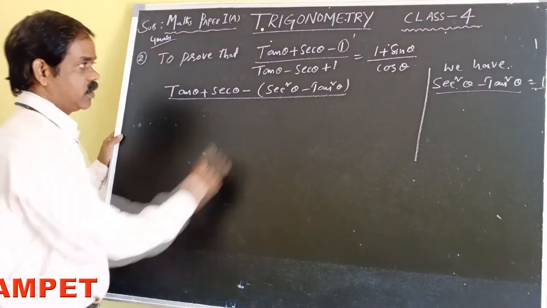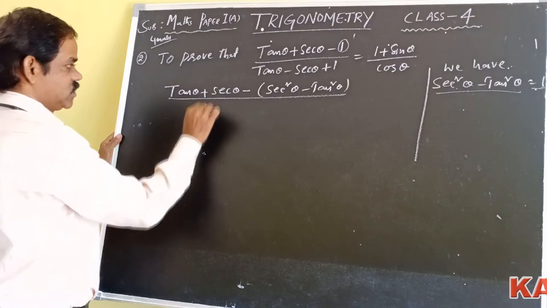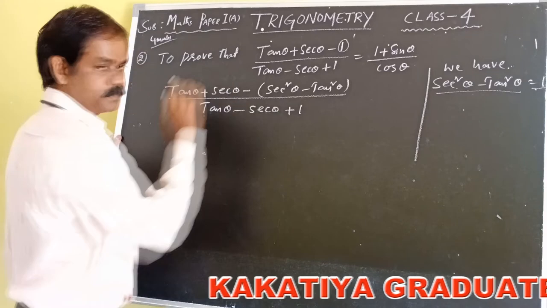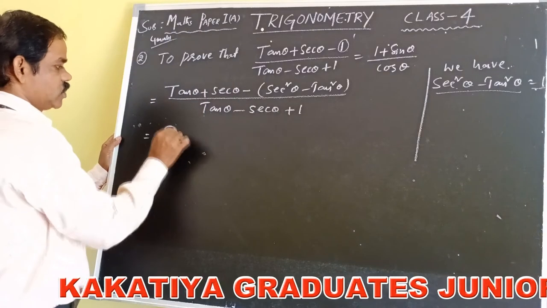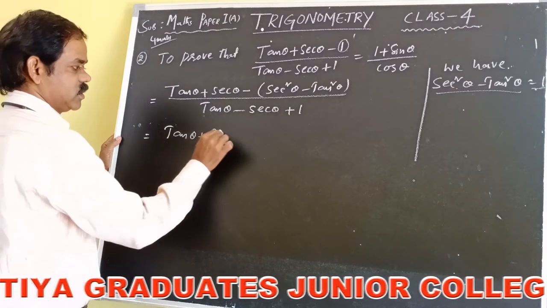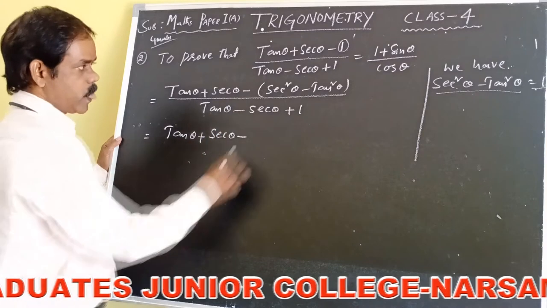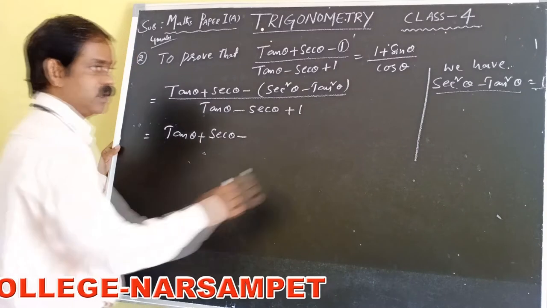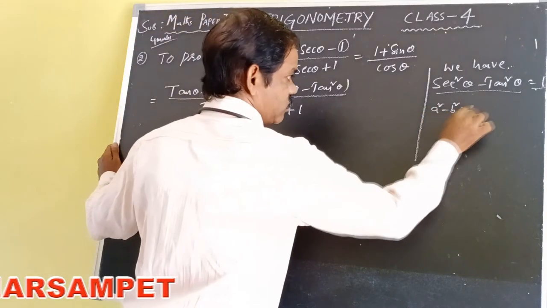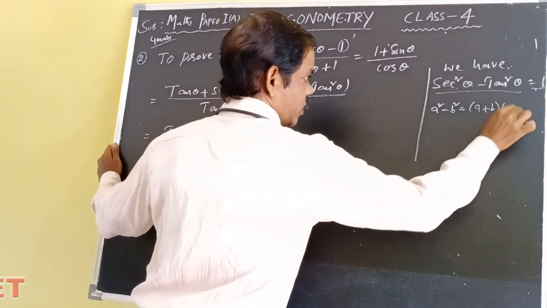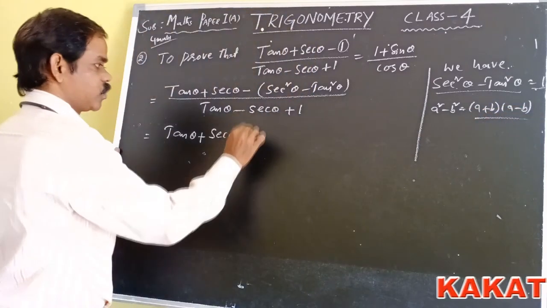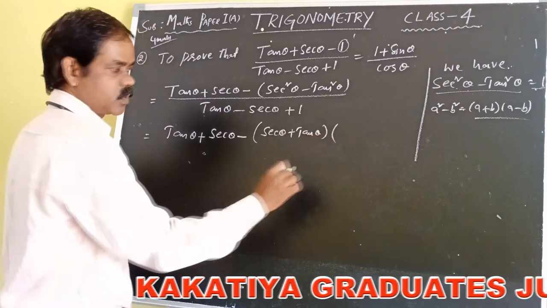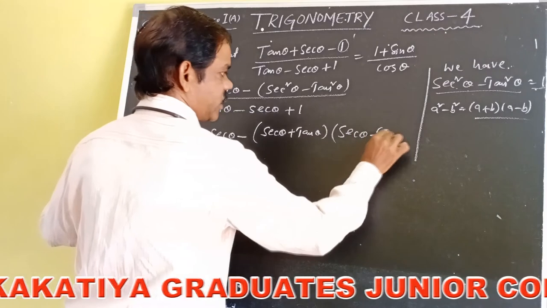Secant square theta minus tan square theta, whole by the denominator. Don't change the denominator part, write down as it is. So therefore, tan theta minus sec theta plus 1. So next step, now it is in the form of a square minus b square. What is the formula for a square minus b square? a square minus b square is equal to a plus b into a minus b. Apply here. So therefore, secant theta plus tan theta into secant theta minus tan theta.